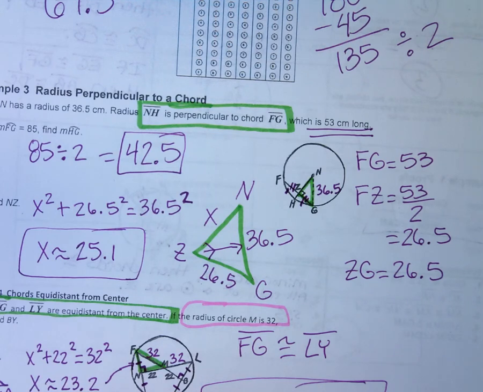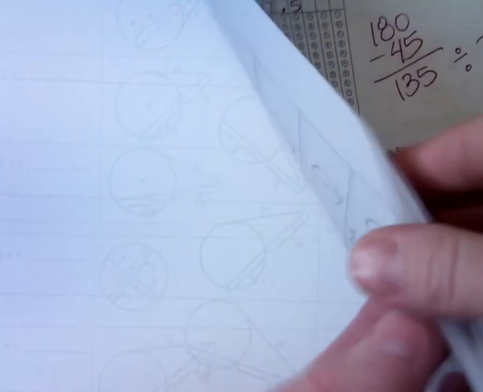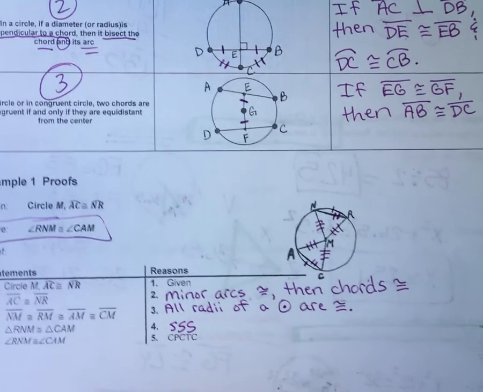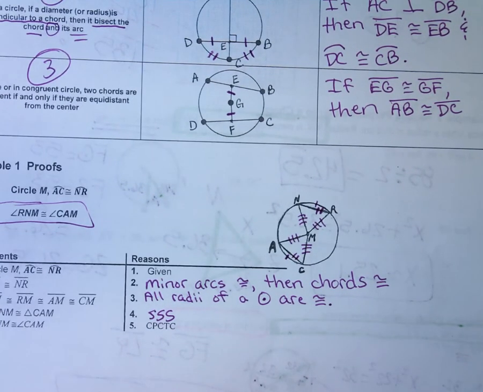And then the first one that we learned about, we talked about in this proof here, and that was if we have two congruent arcs, then their chords are congruent, or if we have two congruent chords, then their arcs are congruent. So those are the three things that we've learned just in this lesson.